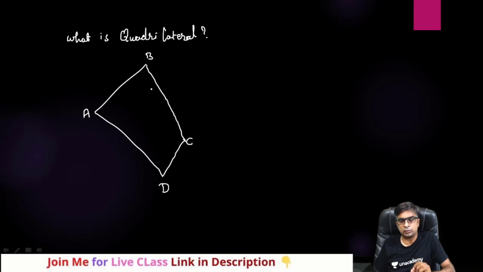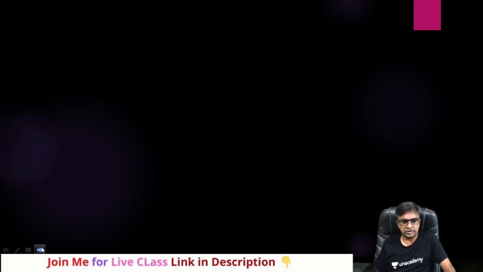But here we are going to study different types of quadrilateral. They have special names on the basis of their properties. One by one I am going to teach you all the quadrilaterals and their properties. So let us start with the first figure, that is the square.